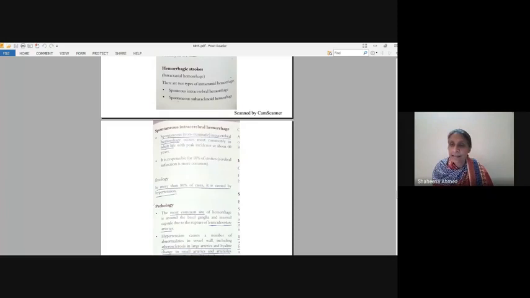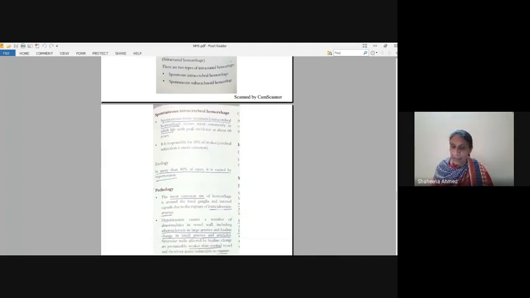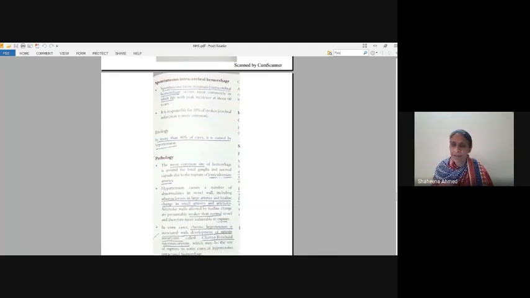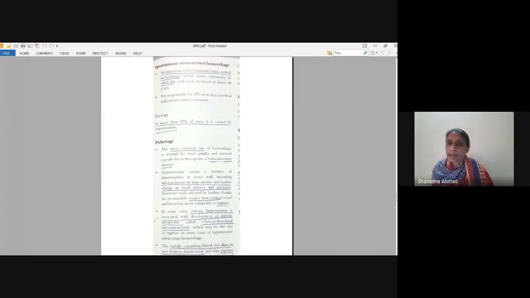Now let's look at hemorrhagic stroke, which is also known as intracranial hemorrhage. It can be of two types: spontaneous intracerebral hemorrhage and spontaneous subarachnoid hemorrhage. Let's look at spontaneous intracerebral hemorrhage. This is most commonly seen in adult life, and it accounts for 10% of the strokes that occur. Basically, the etiology of this stroke is hypertension.